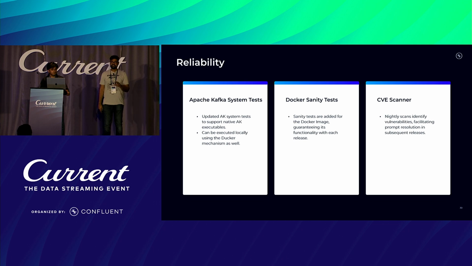Secondly, we have introduced Docker sanity tests. Docker sanity tests allow us to ensure that the functionality of the Docker image itself is maintained and does not differ from the previous versions. So this is a guarantee kind of thing. We have also introduced a nightly CVE scanner job, which allows us to keep track of various CVEs that are coming in our Docker image and allows the community to act on them if it entails, for example, a bug fix release.